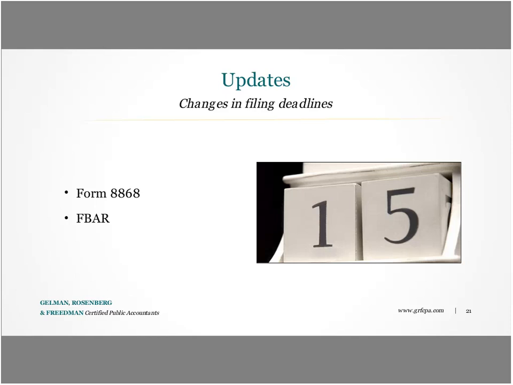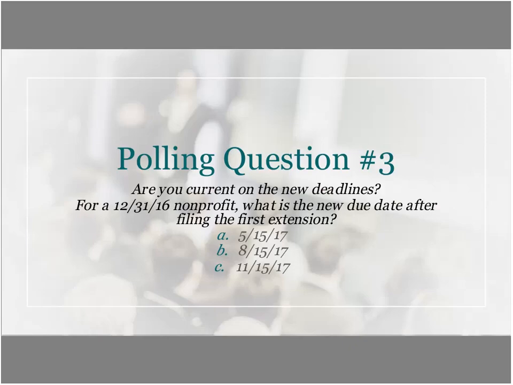And that brings us to the last polling question. Polling question number 3. For a 12/31/16 nonprofit, what is the new due date after filing the first extension? A, May 15th, 2017, B, August 15th, 2017, or C, November 15th, 2017.